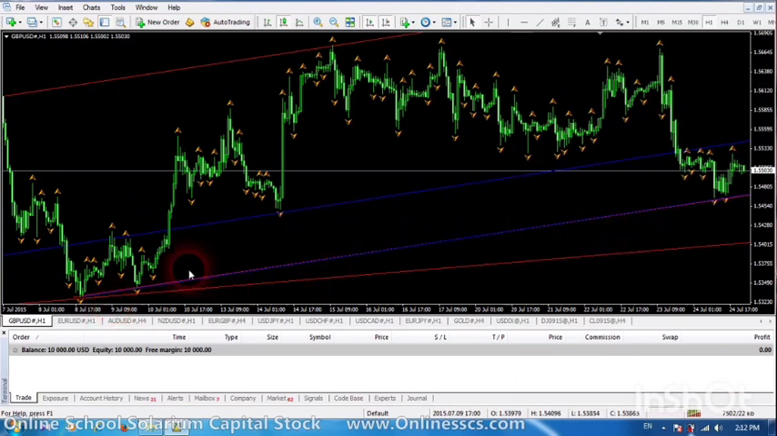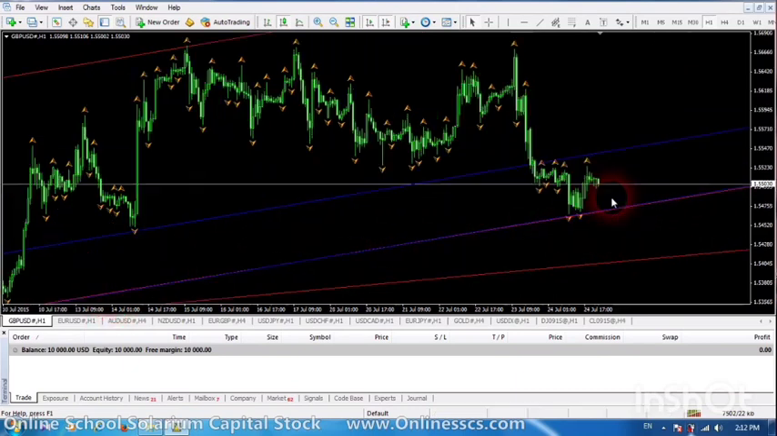So this channel is exactly drawn like the trend line. You have to connect the swing highs to swing lows. You don't have to draw the parallel one.